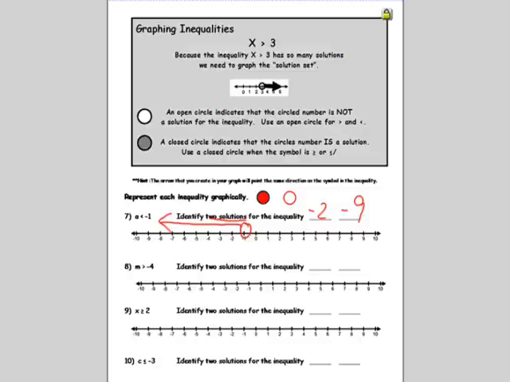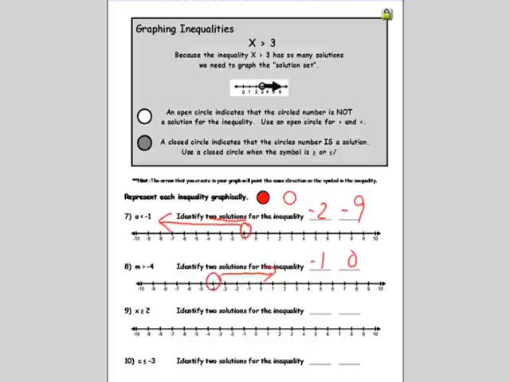And the next one, m is greater than negative 4. Are we going to include negative 4 in our solution set? No. But all those numbers are greater than negative 4. And I'm going to pick any two. I'm going to pick negative 1 and 0. Both those numbers are greater than negative 4.